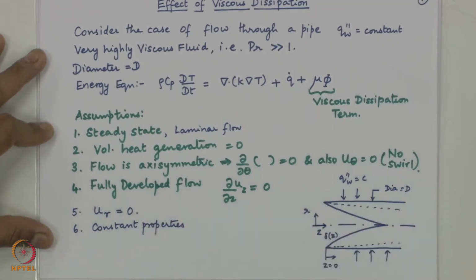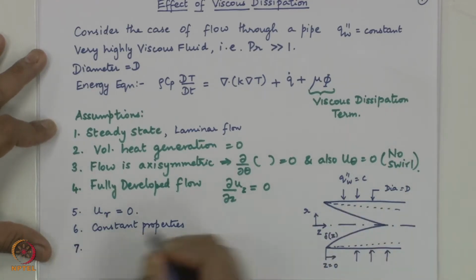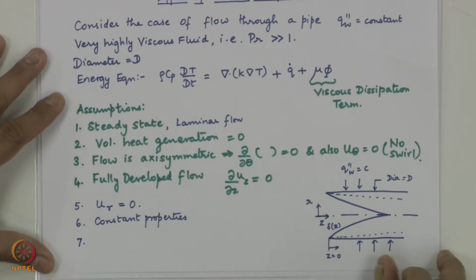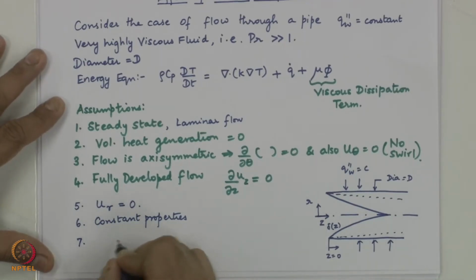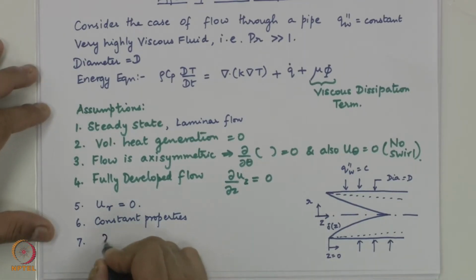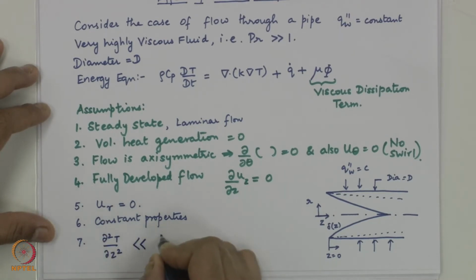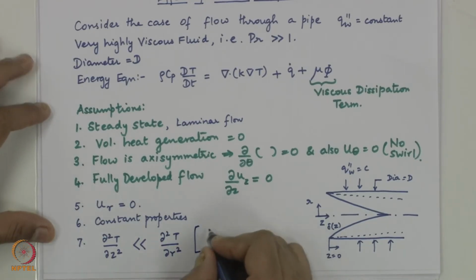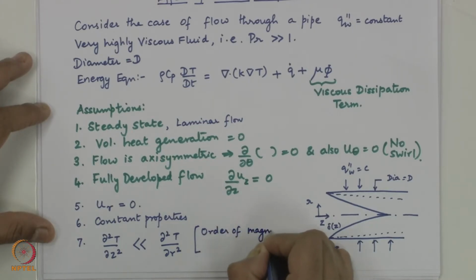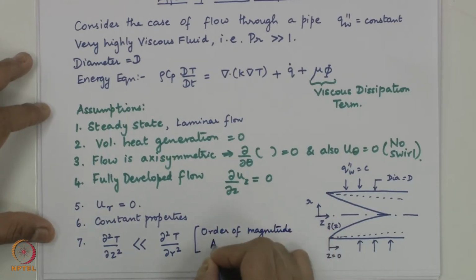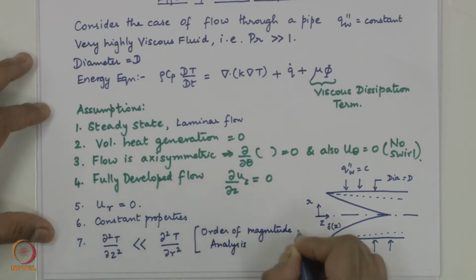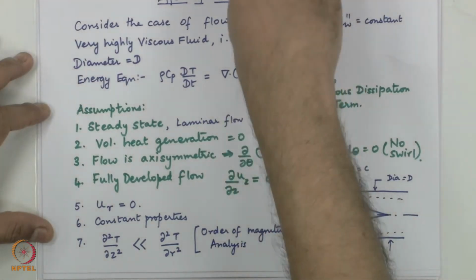Then you also have an important assumption, no, it is not actually an assumption, it is actually a fact. So, from order of magnitude analysis, we can show that d squared t by dz squared is much less than d squared t by dr squared. This can be shown from order of magnitude analysis. Where does this occur? This occurs in the conduction term.